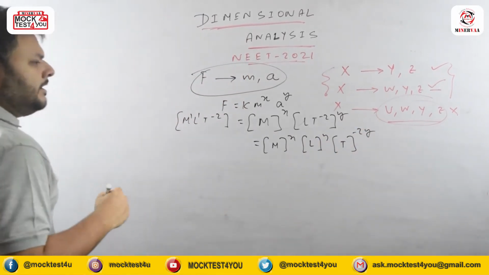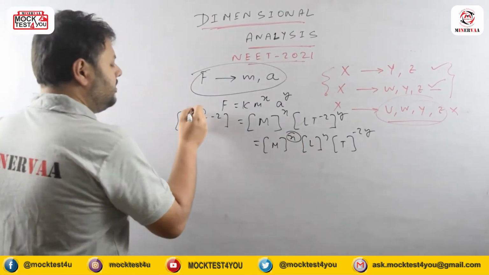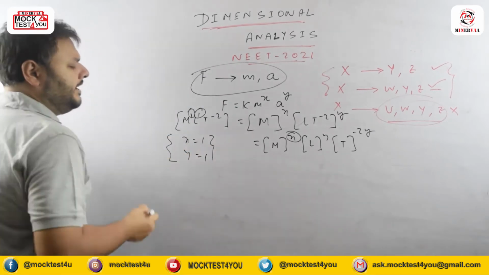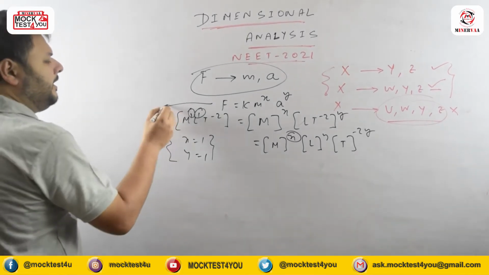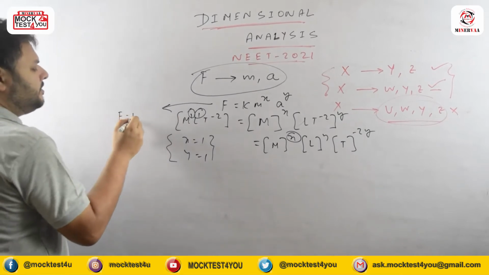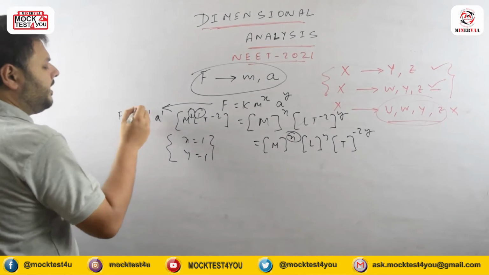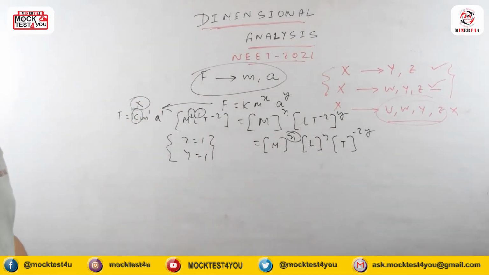Now if we compare all these things together, x is 1 and y also becomes 1. So the comparison ends here, and we have finished our job on this particular problem. F ultimately becomes F equals k m to the power 1, a to the power 1. So k you can write or not, it is not important, it's a dimensionless quantity.